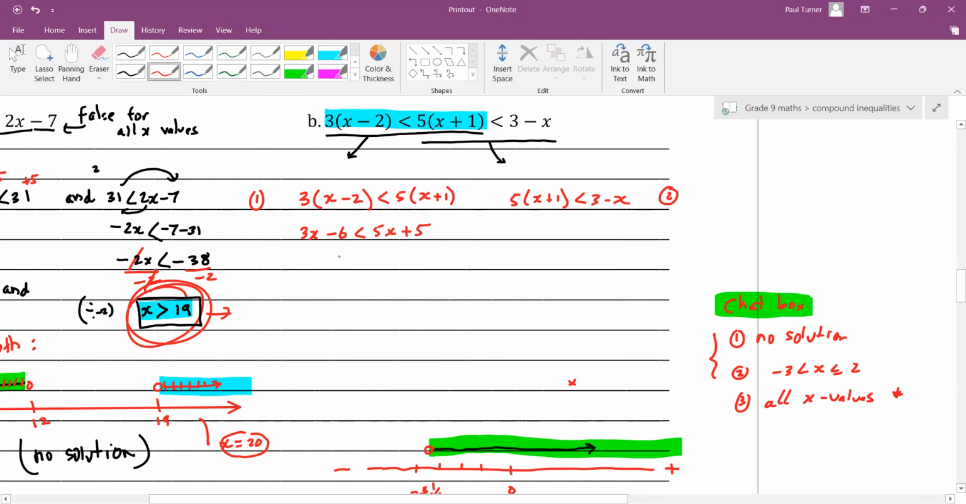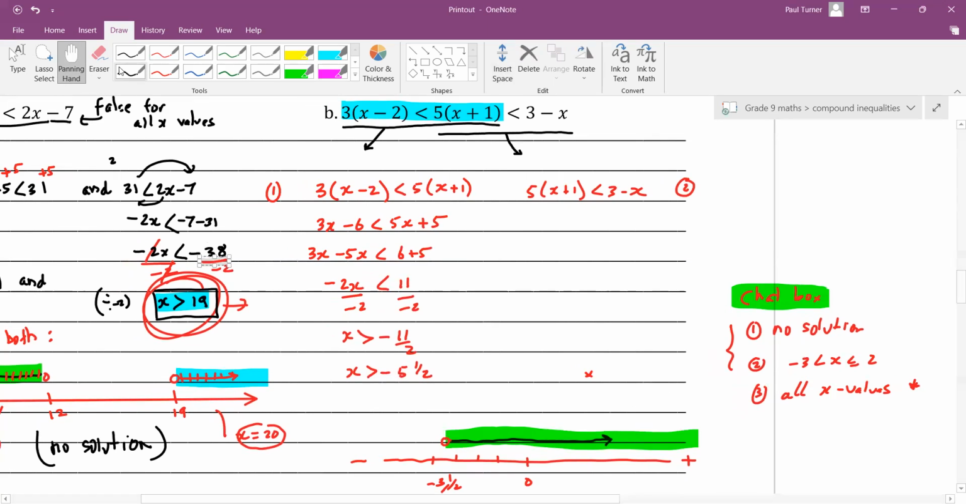Oh, it's probably too early in the morning, I think. So 3x minus 5x less than 6 plus 5. So 6 plus 5, 3x minus 5x, negative 2x, less than 11. Divide by negative 2. So x is going to be greater than negative 11 on 2, which is negative 5.5. All right, so we just got a smaller number there, okay?